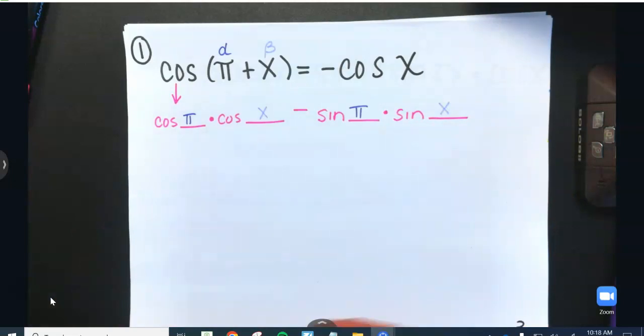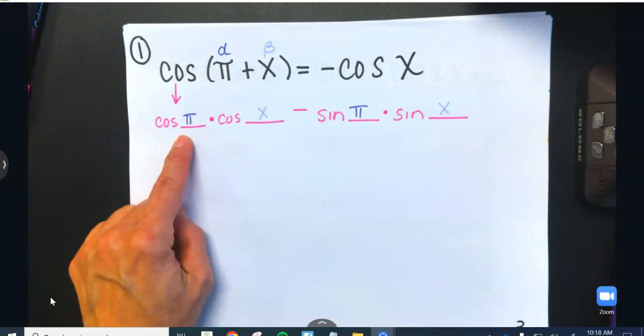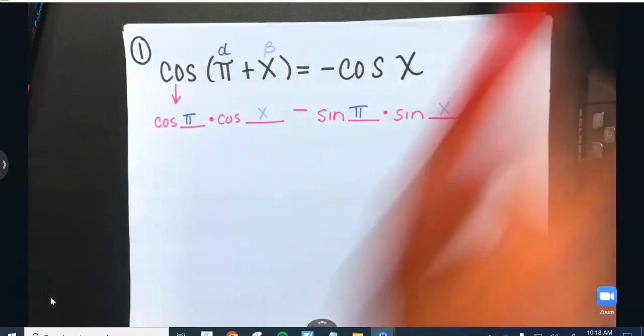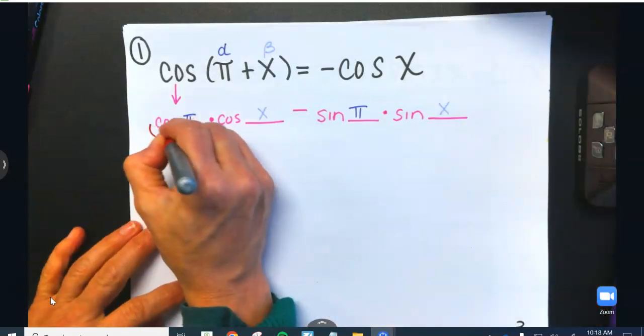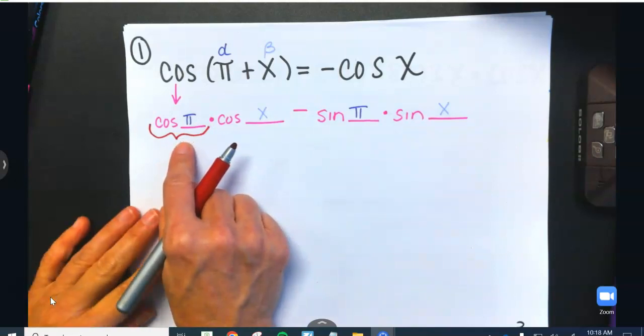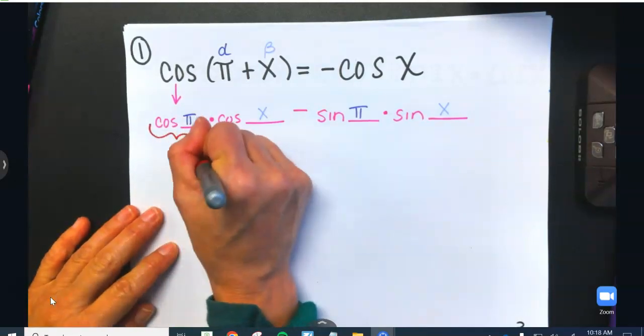All right. Do we know anything? Yes, y'all. Y'all know sine. You know cosine of pi and you know sine of pi. So let's drop those in. What's cosine of pi? Y'all know that. -1, okay.